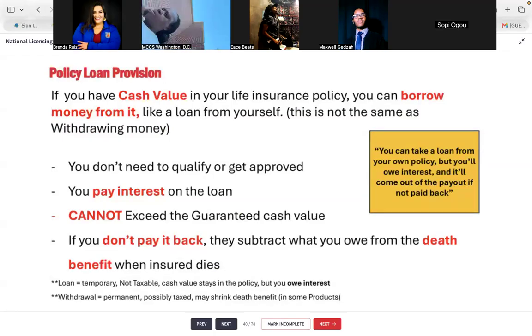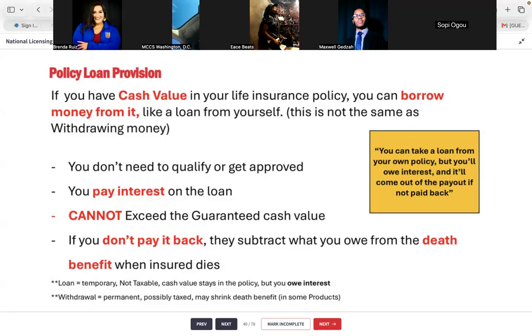Okay, the policy loan provision. If you have cash value in your policy, so if you have a permanent policy and it's building savings, you can actually borrow money from it. It's kind of like taking a loan out from yourself. This is not the same as withdrawing money from a policy. This is a loan. This loan is not a loan you have to qualify for or get approved for. This is your money. You're just borrowing it from your account.